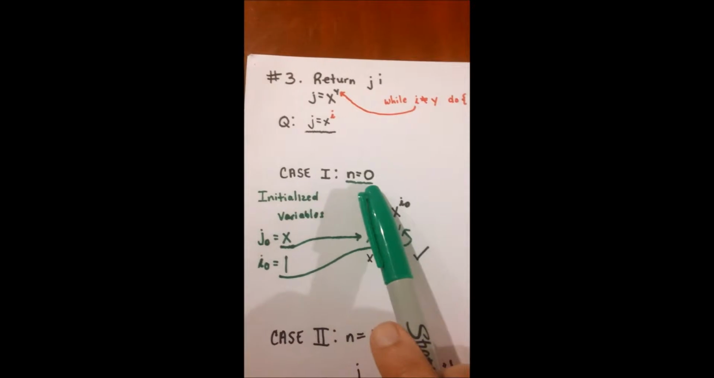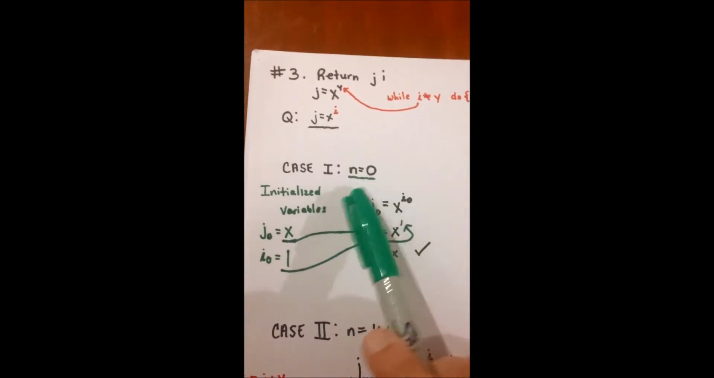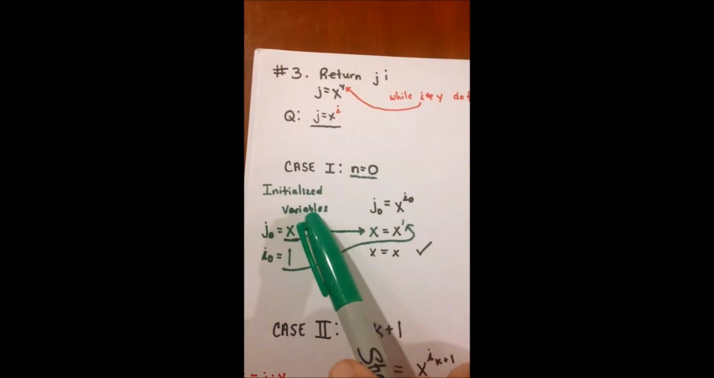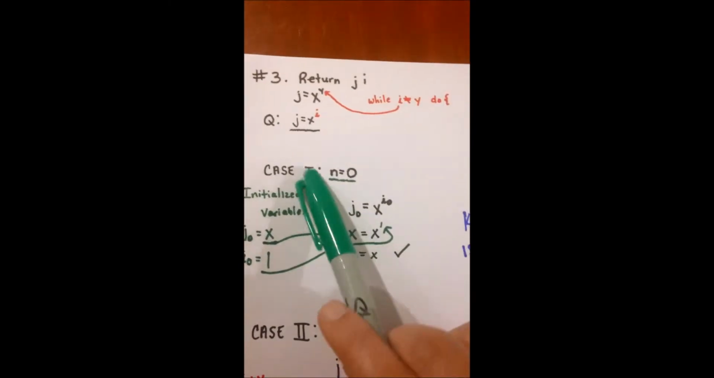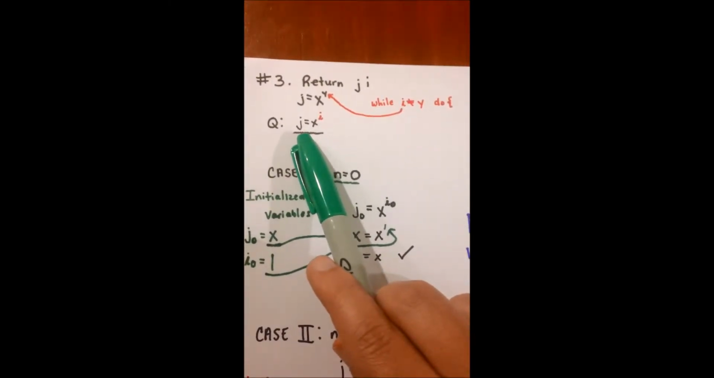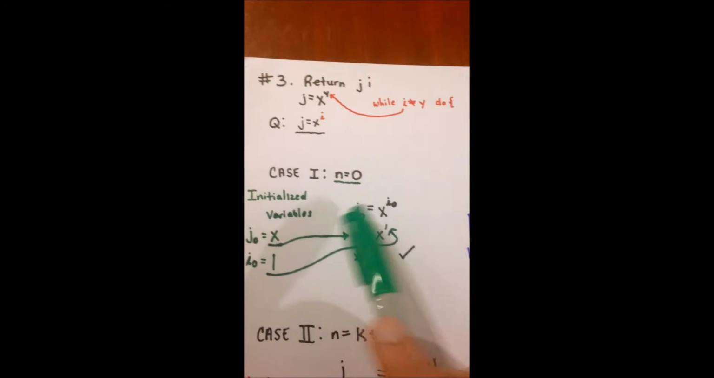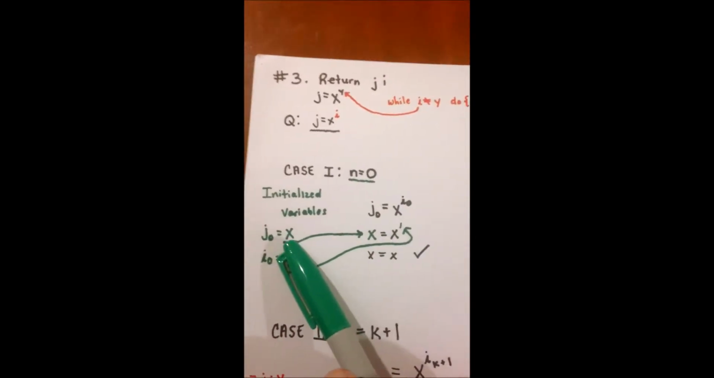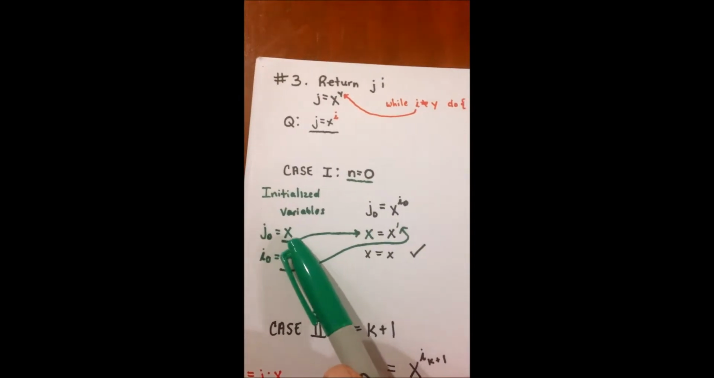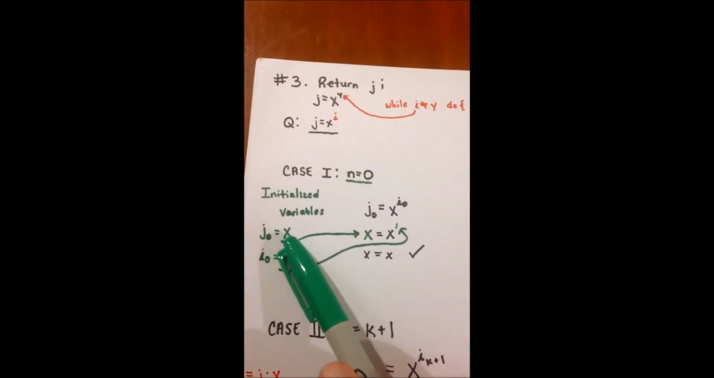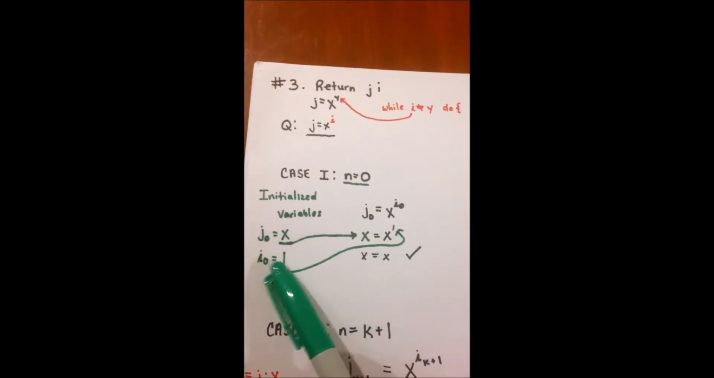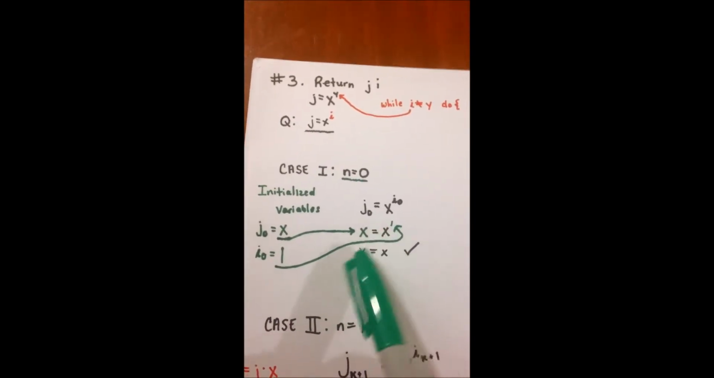Case 1 is n is 0. For the first case, all you're really doing is looking at the initialized variables. So you can have this same formula with just the index. J0 equals X to the I0. Well, what's J0? J0 given in the code is X. So J is initialized at X. I is initialized at 1. So you have X equals X to the 1. You just plug those straight in. X equals X. So that's good.